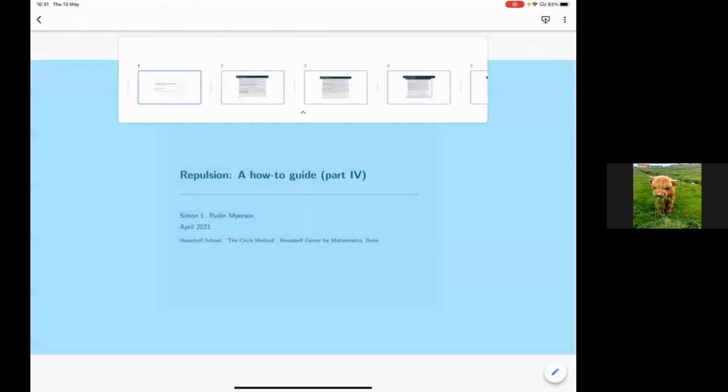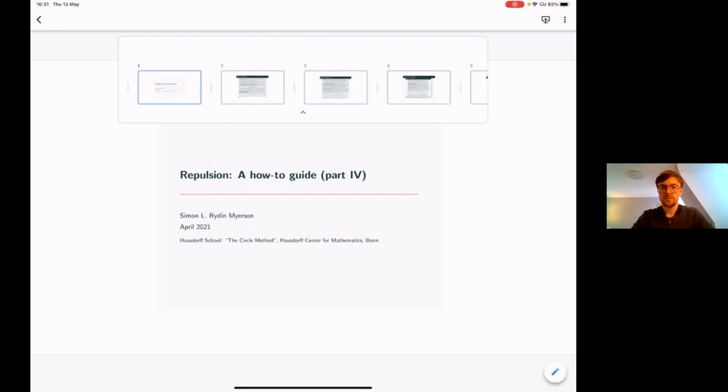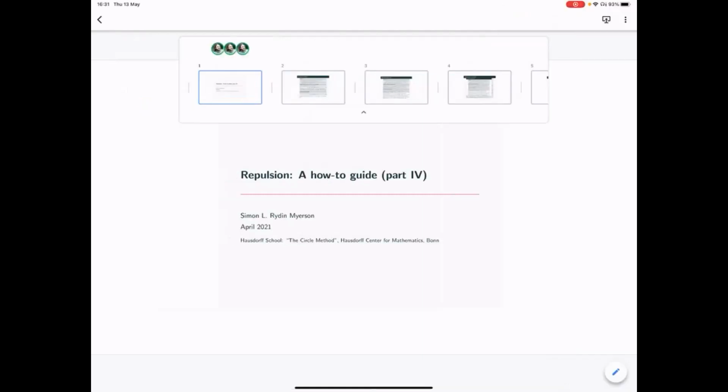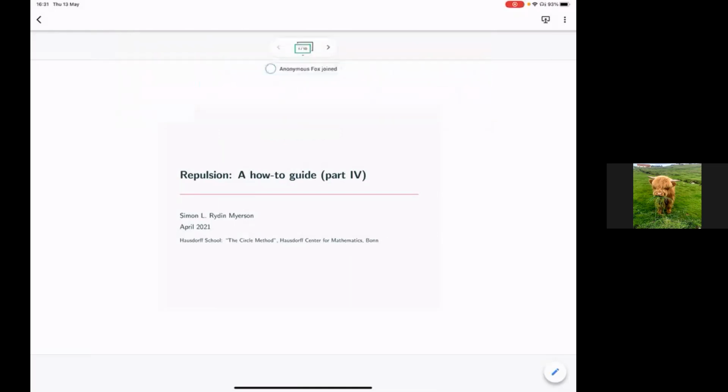So this is the fourth and final talk in this series, and I'm going to talk about how to actually prove a Birch type theorem using a repulsion strategy, and I'm also going to say a few words about what the advantages of that repulsion strategy are supposed to be.